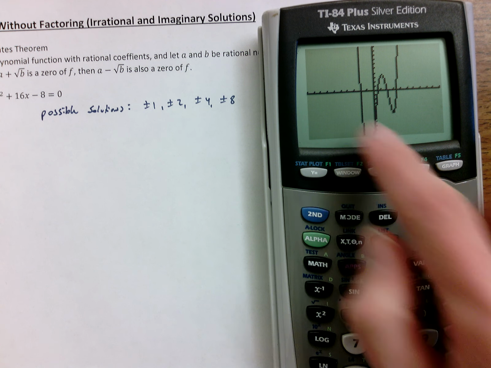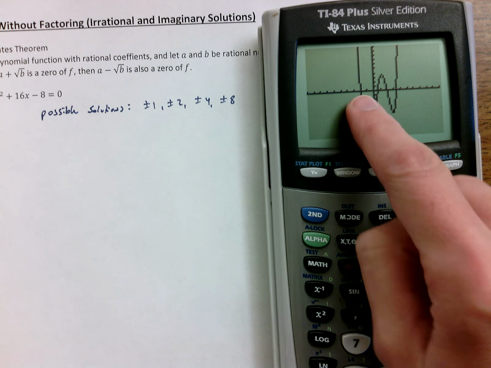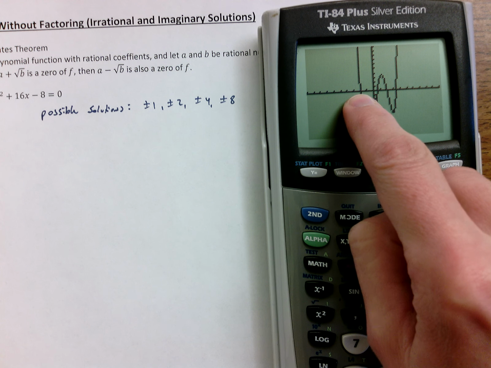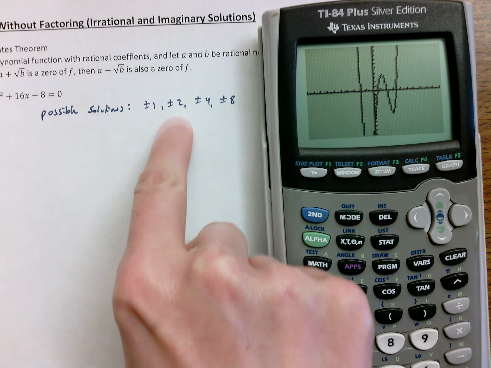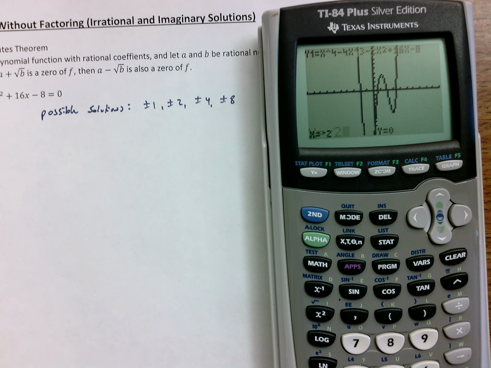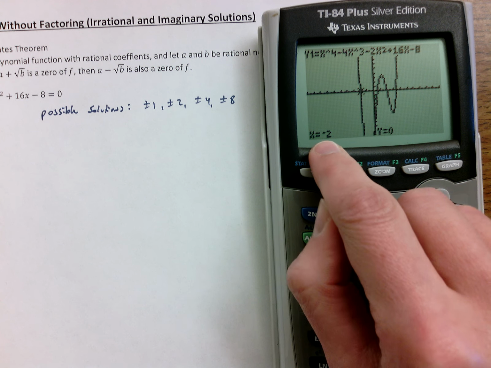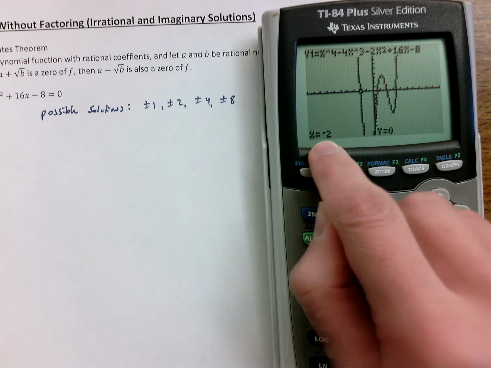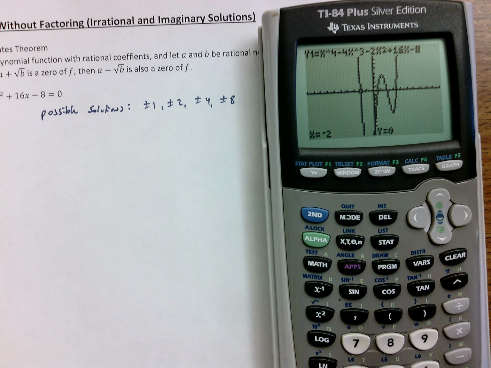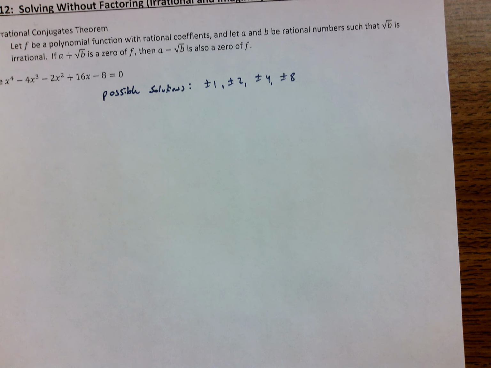I'm going to look at these and use this list to figure out what those numbers are. Right now it looks like that's at -2, which is a number that's on my list. So I'm going to push the trace button, type in -2 and hit enter, and look, yeah, that is one of my solutions. So I know that if I put in -2, I'm going to end up with a remainder of 0, because my calculator just told me it's a solution. That's how I'm going to start this problem. We're not done with the calculator yet. We're going to come back to that, but this is how I'm going to start.